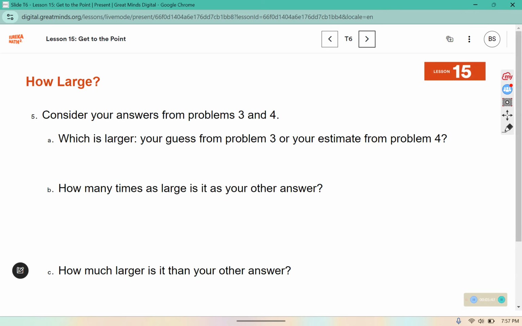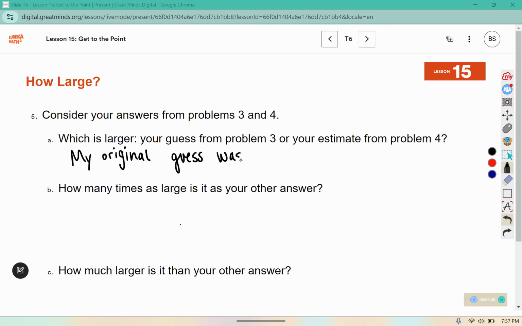Consider your answer from problems 3 and 4. Which is larger, your guess from problem 3 or your estimate from problem 4? My original guess was larger. I guessed 2 million. The question of how many times as large is a division question. So I had 2 million divided by 1.9 times 10 to the 4th power.